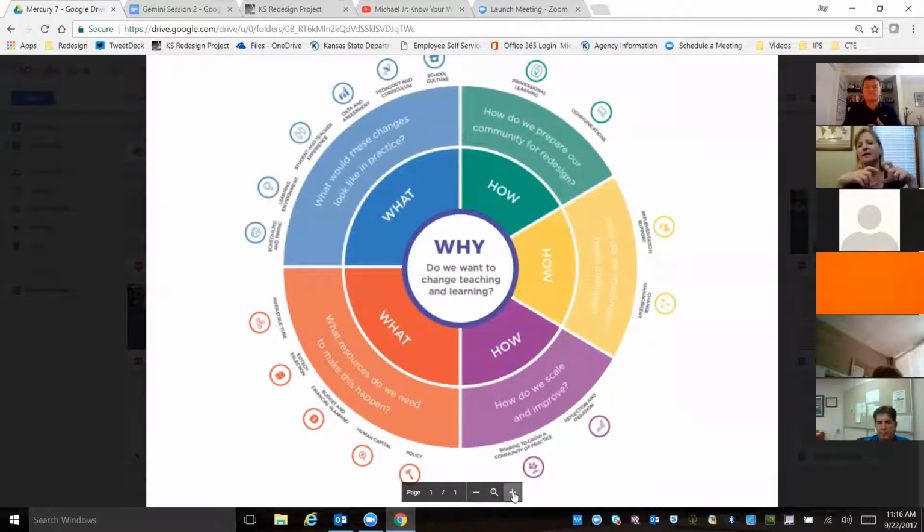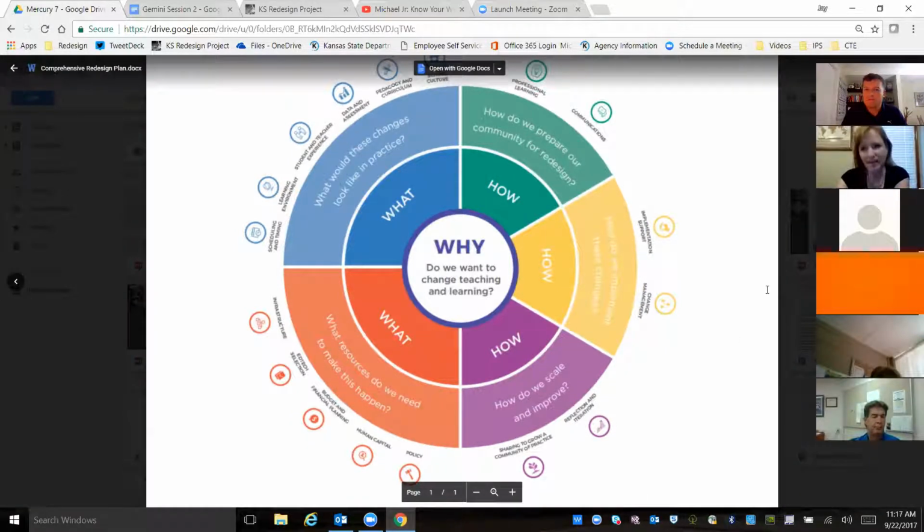So you can see at the very center is the why and your vision. And as you work your way out, these are the things that you're going to be addressing eventually, the what and the how. And then around the edge are all of the things that you'll need to take into consideration. Now, your comprehensive redesign plan starts with your vision, and when you turn it into a goal, it might be so big that you're not going to get there for 4 to 5 years or whatever.